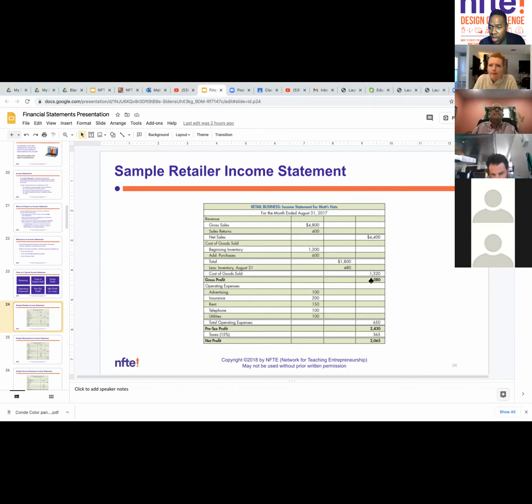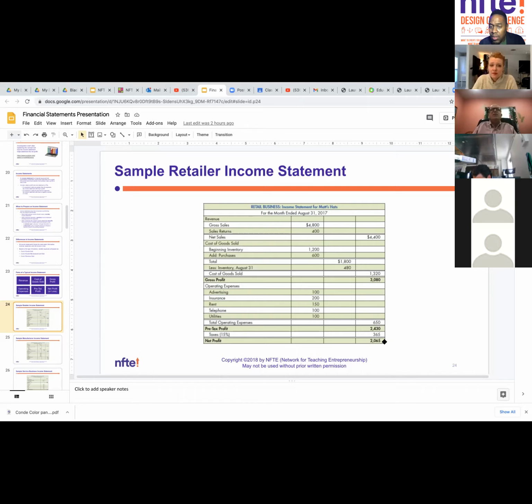The gross profit on the top. Now you have a profit. This is what you walk away with before taxes, $2,430. Remember tax, all you have to do is times that number times 0.15%. This is how much you pay in tax. This is what you walk away with at the end of the day. That's a lot of tax.